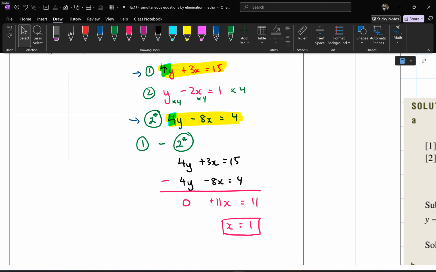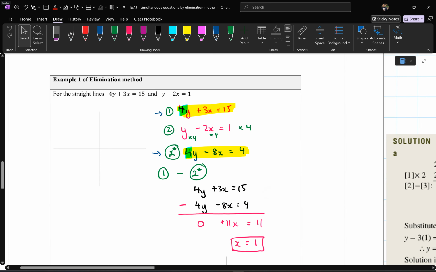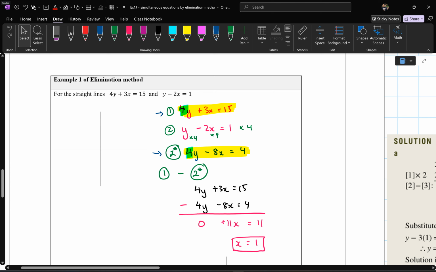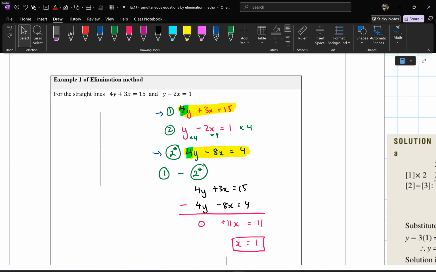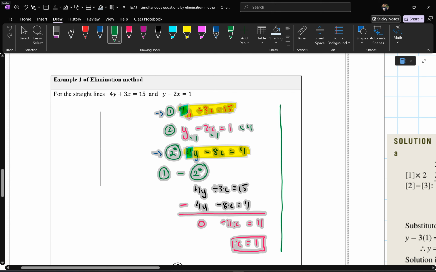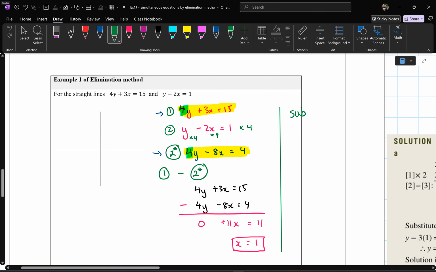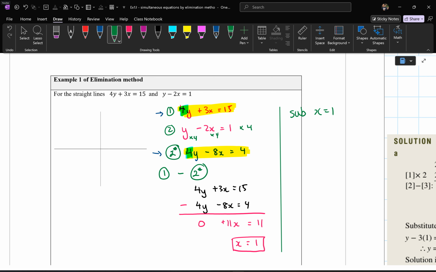Okay, so now that you know x, you can sub it back in. So it doesn't matter which one you sub back in. You can sub x back into the first one or x into the second one. It's up to you to be able to solve. So if I subbed it back in, I'm just going to say sub x equals 1 into, maybe I'll just do number 1. So that becomes 4y plus 3 times 1 equals 15. Sorry, 4y plus 3 equals 15. 4y is equal to 12. Take away 3 on both sides. And then y is equal to 3 if you divide both sides by 4.